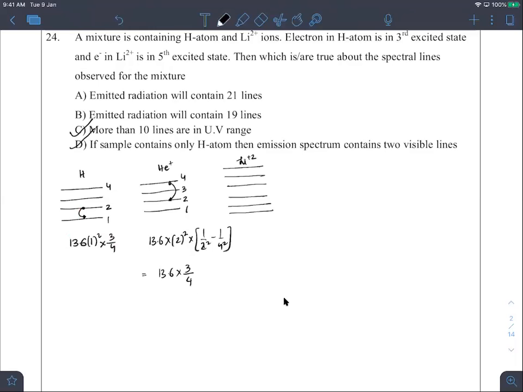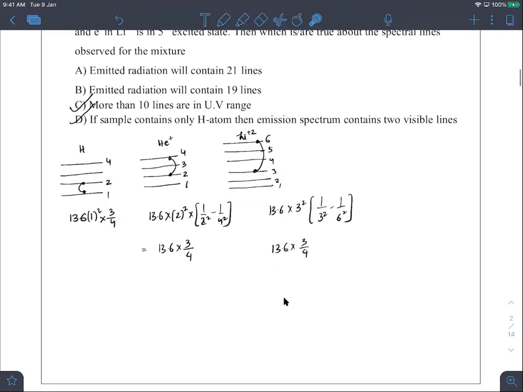Right, Arya, correct. So from 6, 5, 4, 3, 2, 1. Again, from 6 to 3, check out in lithium. So it would be 13.6 into 3 square into 1 by 3 square minus 1 by 6 square. So how much are you getting? 13.6 into again 3 by 4. Could you see any pattern here? So 2 to 1 transition of hydrogen would be same as 4 to 2, then 6 to 3 and 8 to 4 and so on. Is this clear, guys? So this is a pattern.